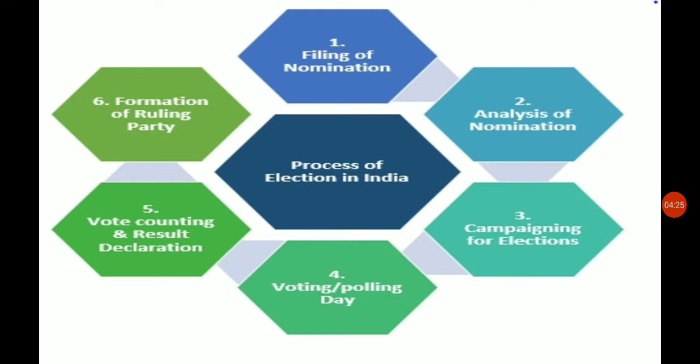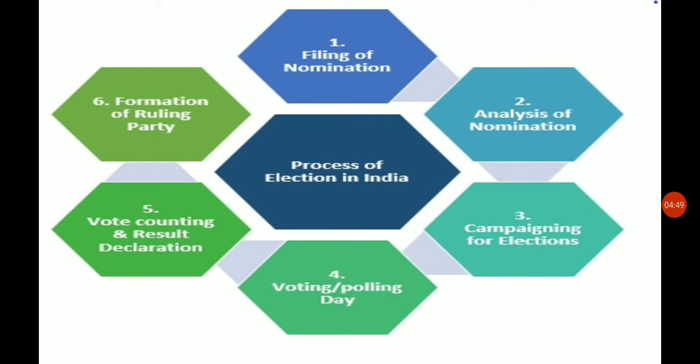They give promises, they do the campaign, and they show their symbols, saying the Election Commission has given us this symbol, so you vote for us. If we win, our government will come and we will fulfill your dreams and the things we have promised. So that is the campaigning for the election.